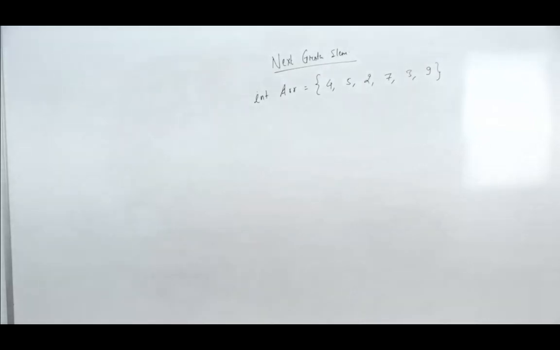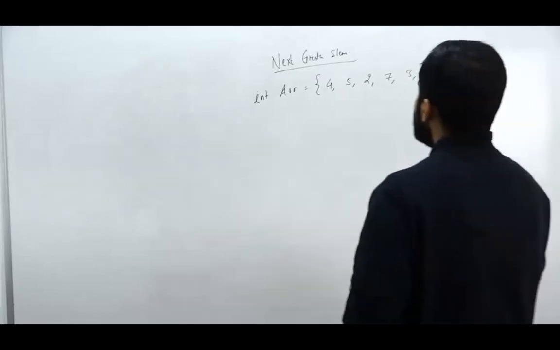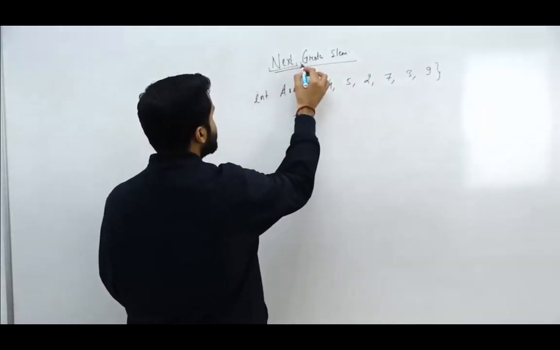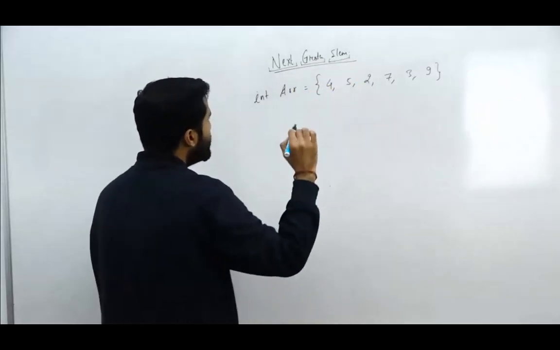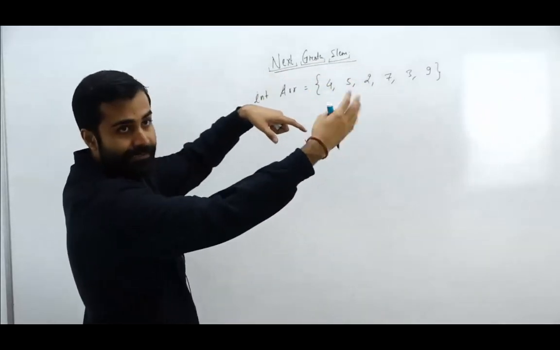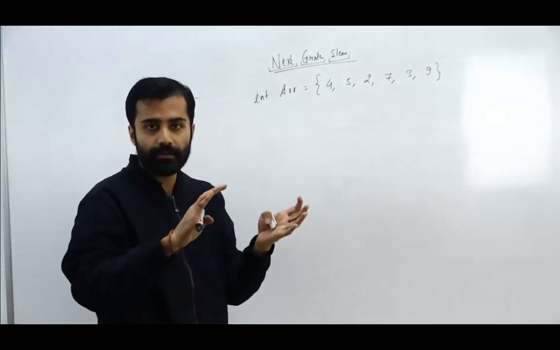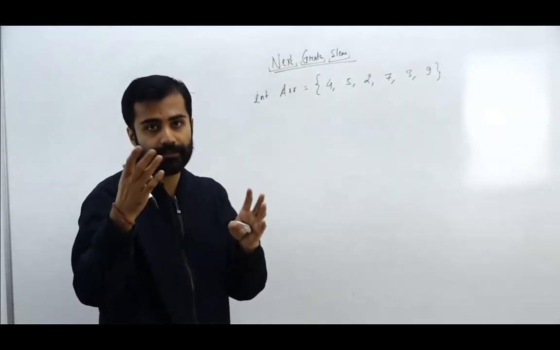Okay, let's understand it first. This is made up of 3 different words: next, greater, element. Next means towards the right side. Greater means greater. It cannot be even equal. It has to be strictly greater.